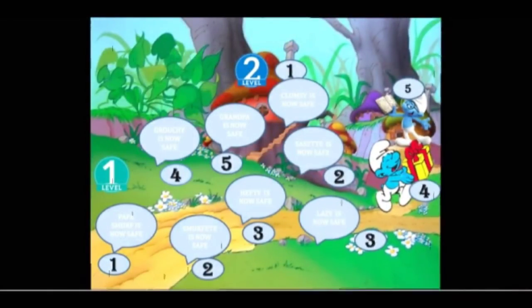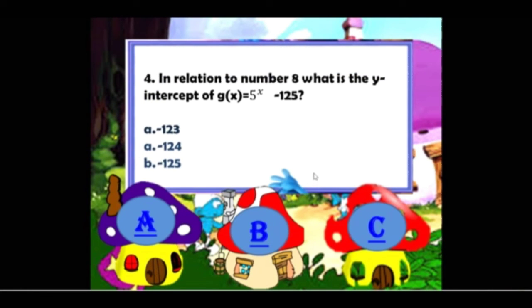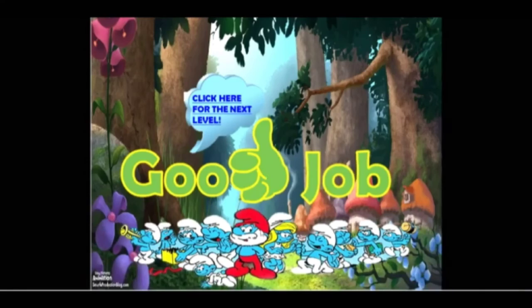Number 4. In relation to number 3, what is the y-intercept of g of x is equal to 5 raised to x minus 125? Time's up. What is your answer, Miss Umali? Letter C? Wrong answer. Letter B.